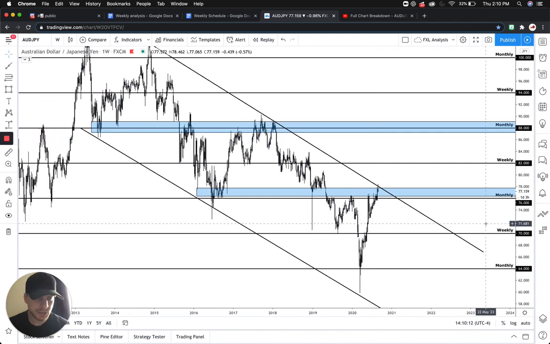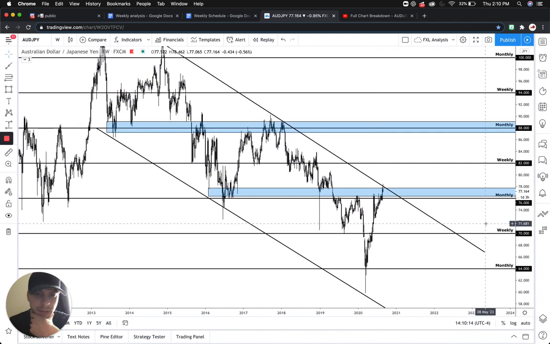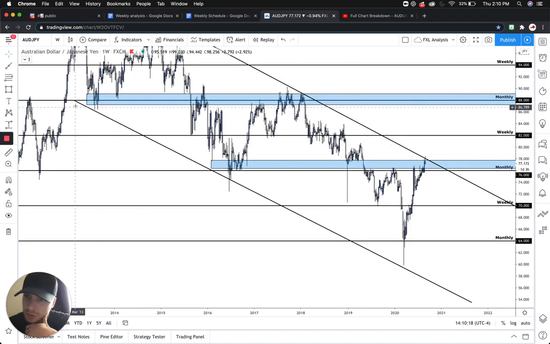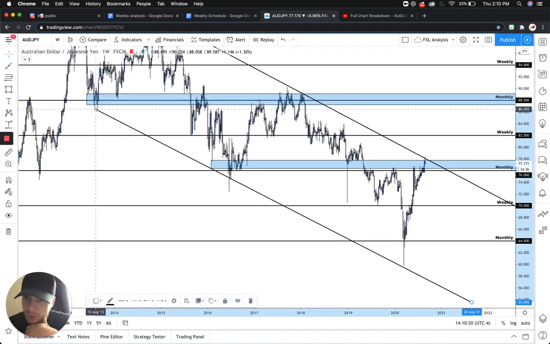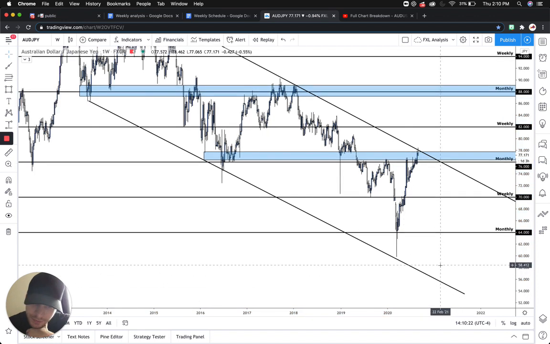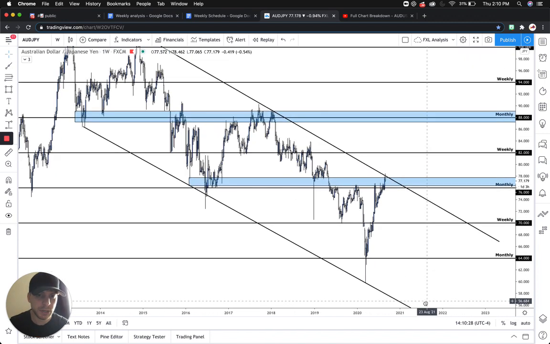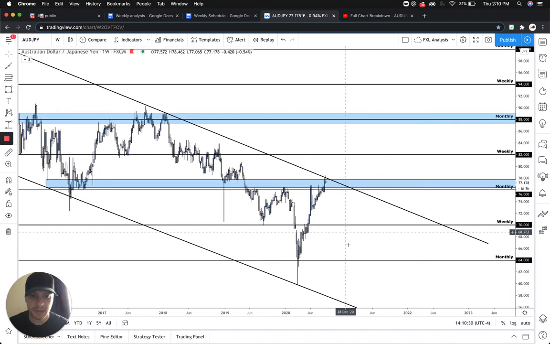But let's ask ourselves some other questions while we're here on the weekly. Do we need to adjust any zones, any trend lines? Does it all look good to us? Are we happy with what we've done so far? Let's see. I think so. We've adjusted trend lines, adjusted zones. We're looking pretty good. I think it's time to drop down again to the daily.